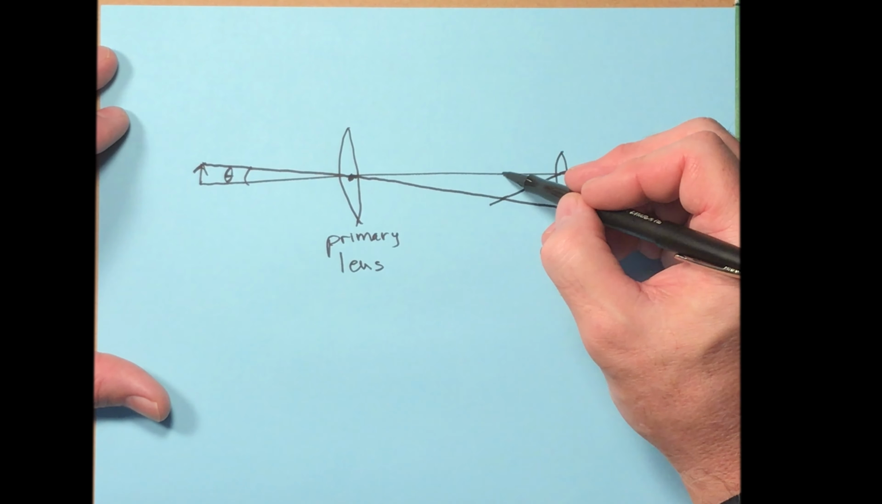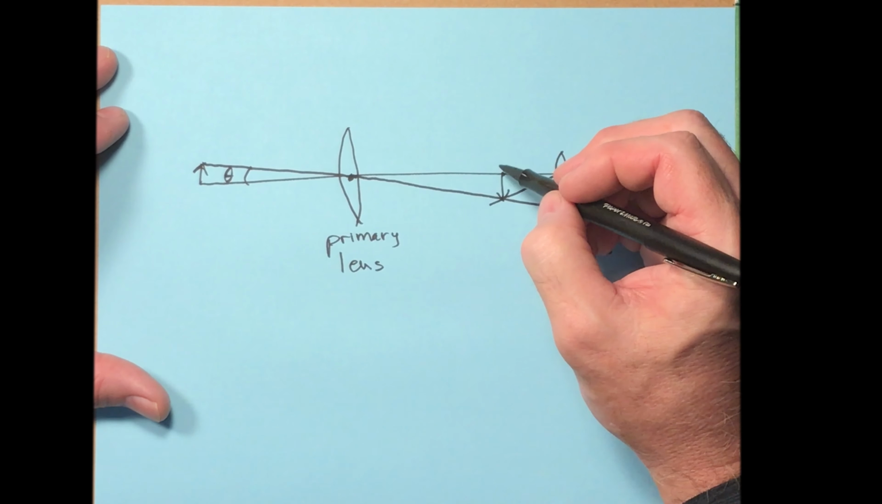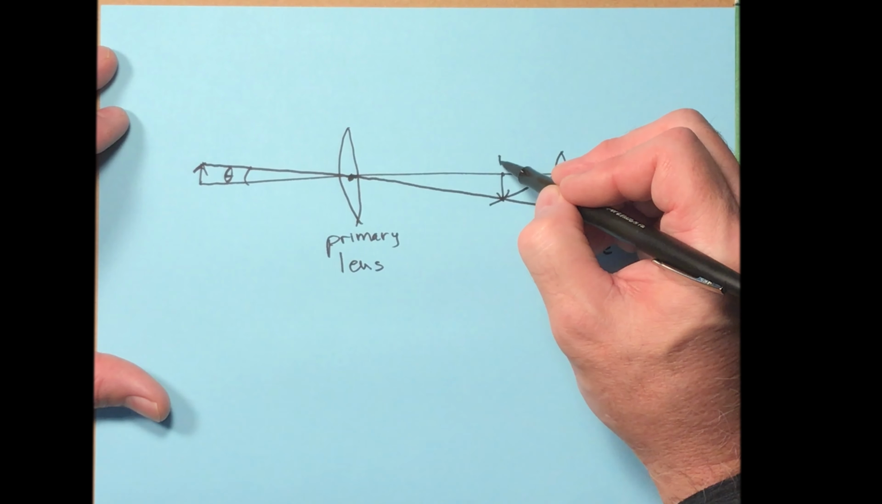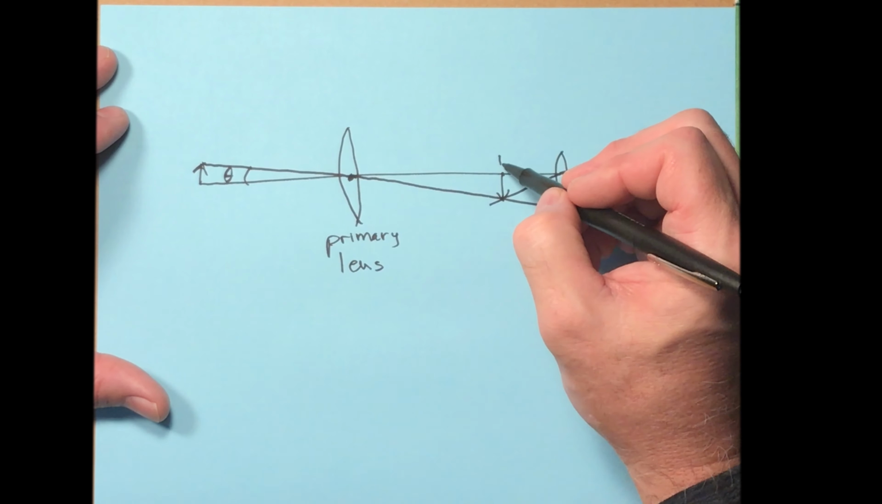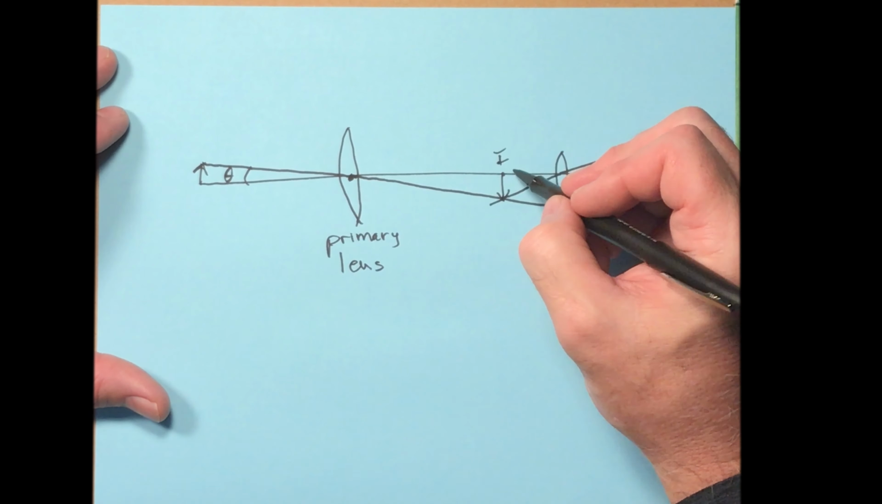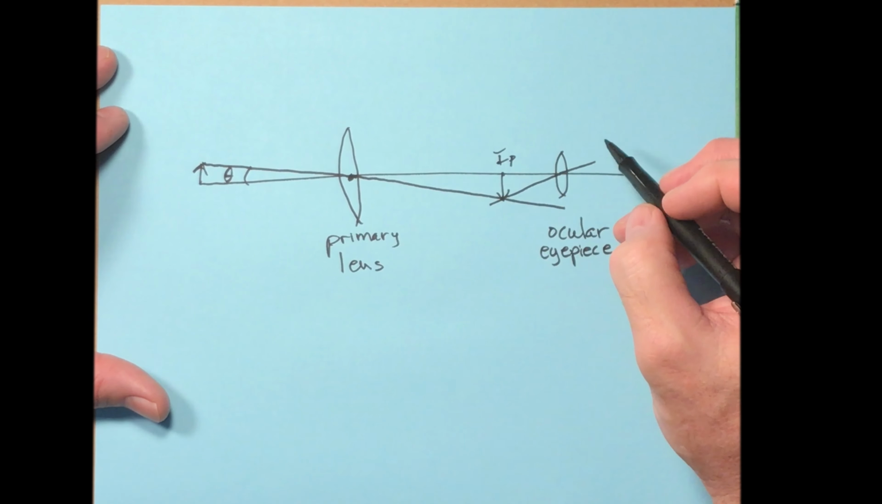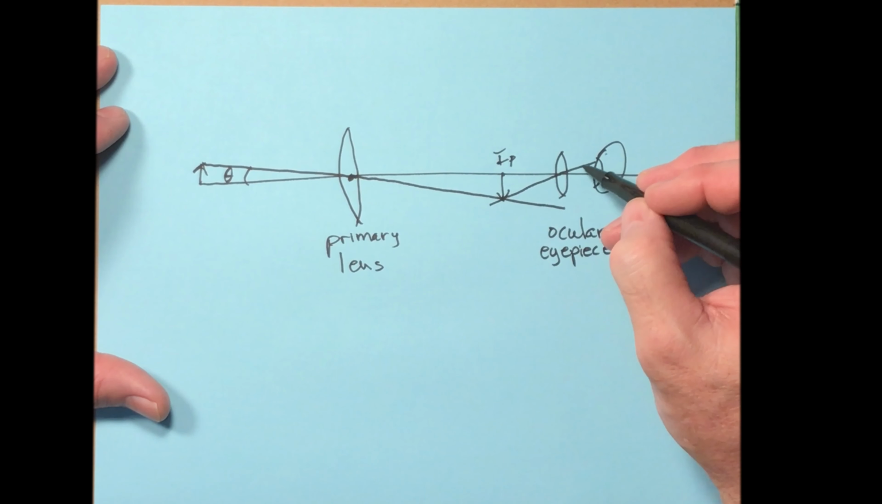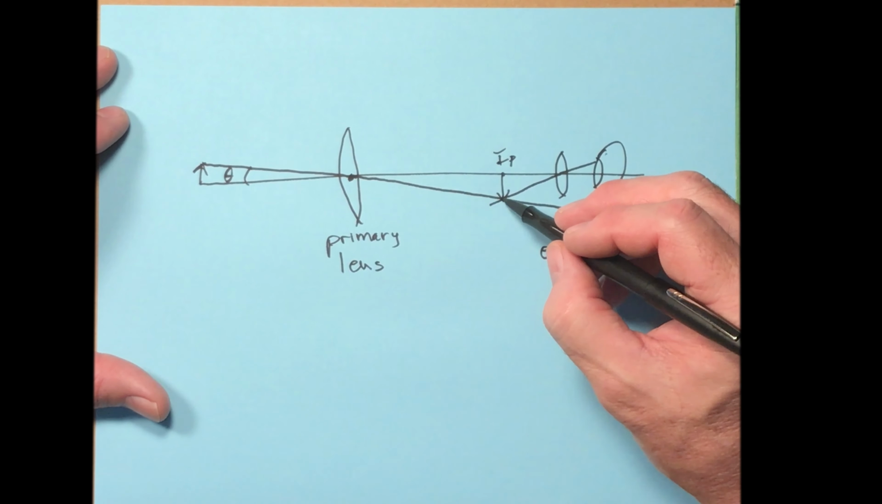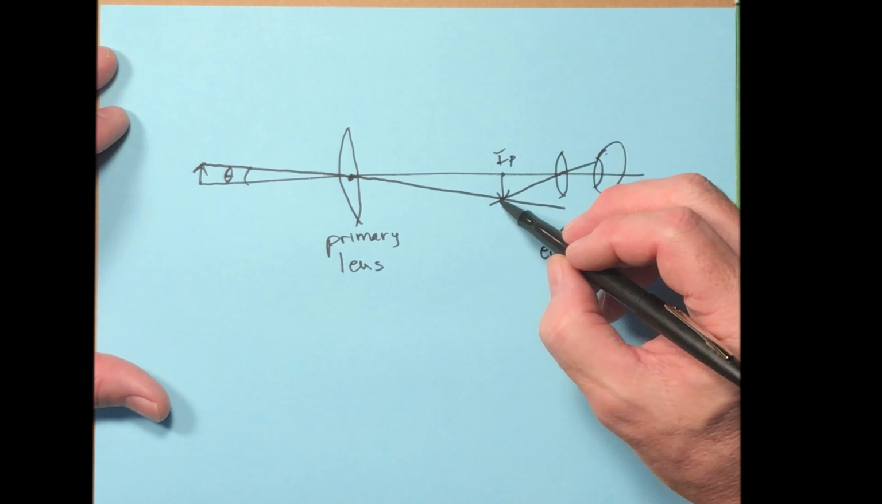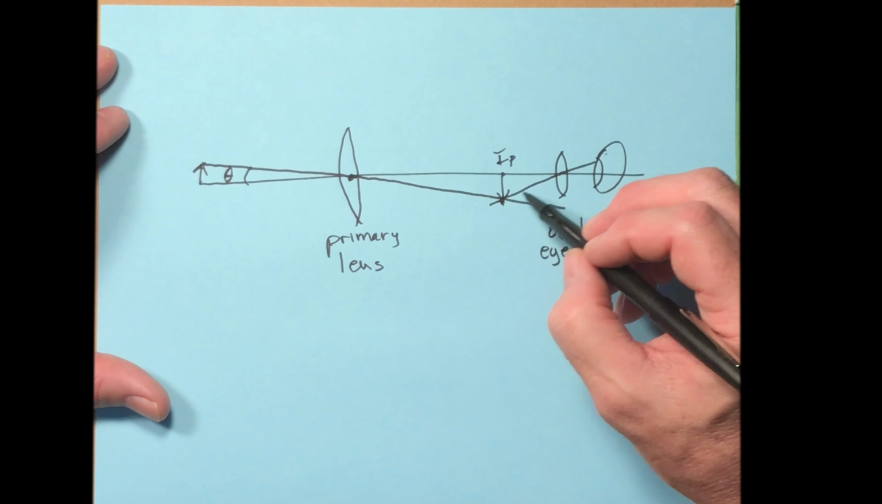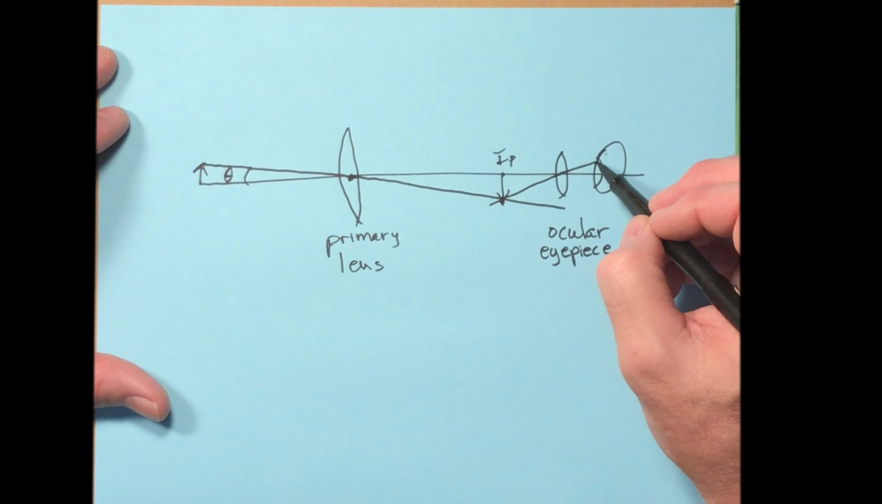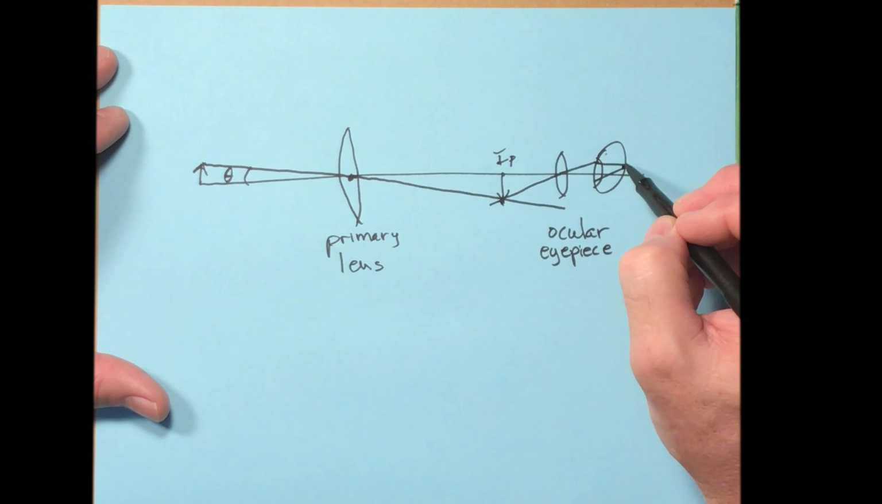And right there is where the image would be formed. And I should say that's the image for this primary lens, so let's call that I sub P. And then back here is where your eyeball would be, an image that you could then see here. You would actually be seeing this image here, but your lens would focus it to your retina back here.